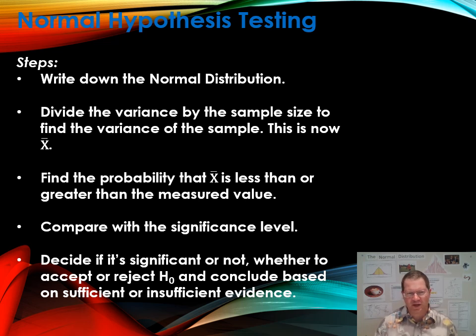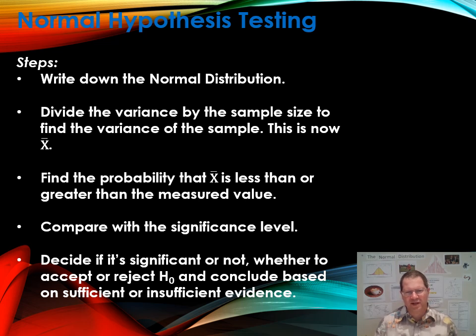So the first step is just to write down your normal distribution, and then the second step, we need to convert this into a slightly different normal distribution based on the sample size. So we divide the variance by the sample size to find the variance of the sample, and rather than referring to it as x, we now call it x bar.